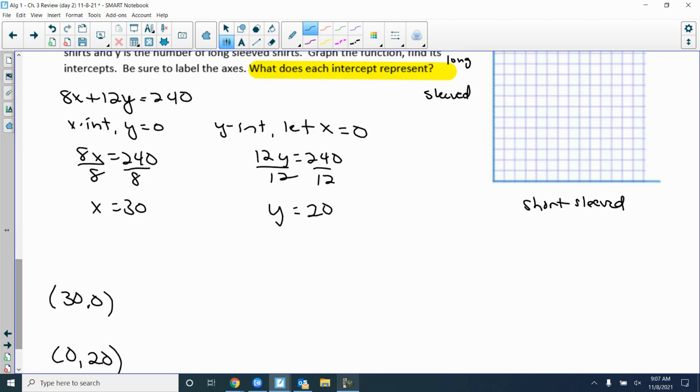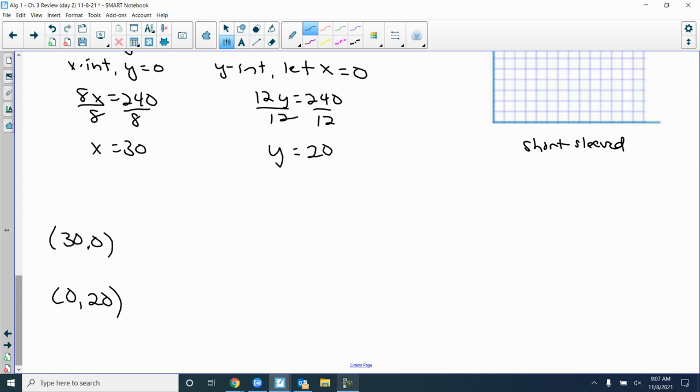Now look what I've written down, I've got it highlighted there. What does each intercept represent? Look what I have written down. Okay, 30 comma 0 is my x-intercept. Well, what does it say on our paper, Zach? What does that represent? You can buy 30 short sleeve shirts, you can buy 0 long sleeve. And I need you to incorporate both numbers, the 30 and the 0. So 30 short sleeve shirts if you buy 0 long sleeve. And then the 0 comma 20 means if you buy 0 short sleeve, you can buy 20 long sleeve.